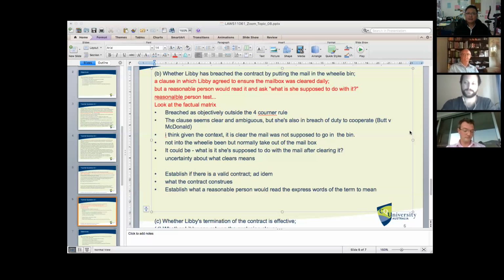Now, having said that, what exactly do we mean when we say that Libby has breached the contract? Because the effect of this was that Michael lost a job opportunity. So if we agree that Libby has breached the contract by putting the mail in the wheelie bin, does it now mean that Libby is responsible for any damage that might have been incurred by Michael in terms of losing the job opportunity? Would Libby be responsible for any losses to Michael as a result of his failing to get the job? Is that what breaching of the contract would mean?